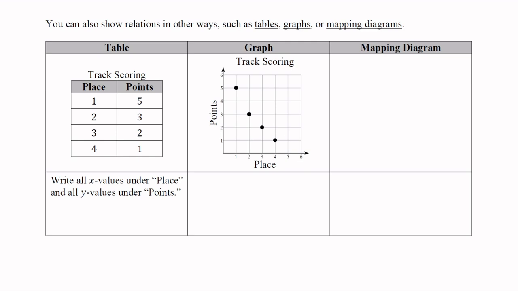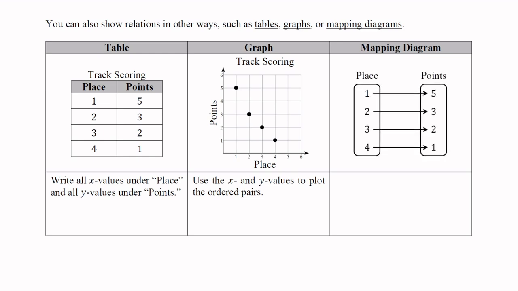For a graph, you can see our x values are on the x-axis, that is our place, and our y values are on the y-axis, which are our points. Okay, so use the x and y values of the ordered pairs to plot your graph.